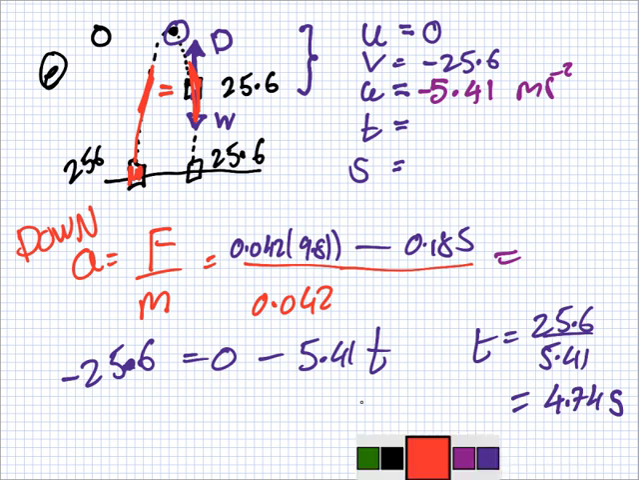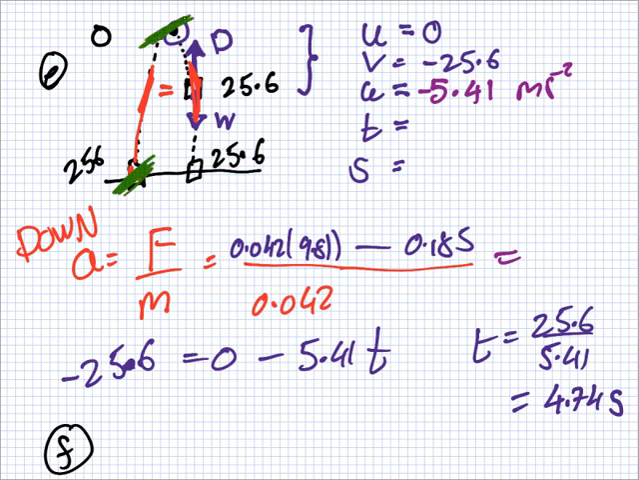Okay, and finally, at last, what is the total time for the whole journey? So we need to break this up into 3 stages. What's the time from here to here? We know this one. It's given to us actually. 18 seconds, isn't it? Now what's the time from here to here? We worked that out. That's 4.74 seconds. Okay, what's the time from here to here? The last stage. We don't know. We have to work it out.